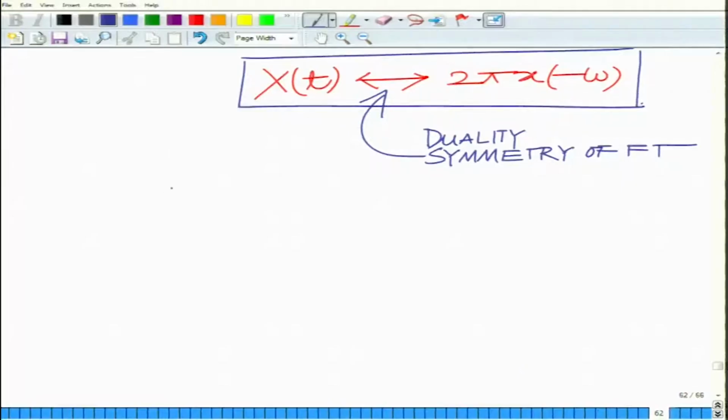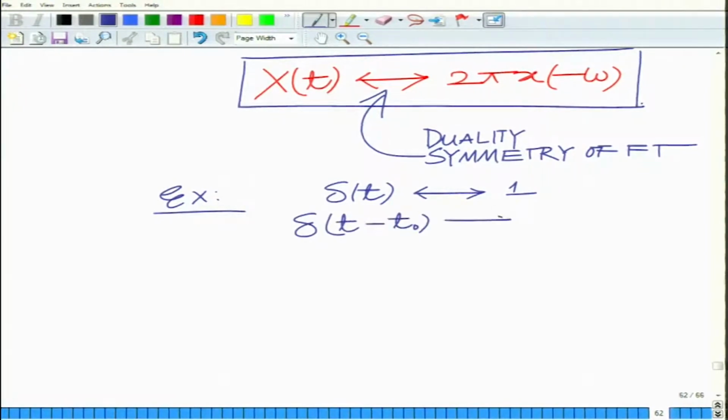Okay. So, let us look at a simple example to understand this. For example, just a very simple example, we know that the impulse delta of t has the Fourier transform 1, which means delta of t minus t naught, that is by the time shifting property, impulse that is shifted has the Fourier transform e raised to minus j omega t naught into 1 equals e raised to minus j omega t naught.